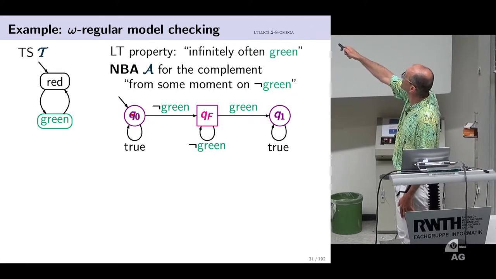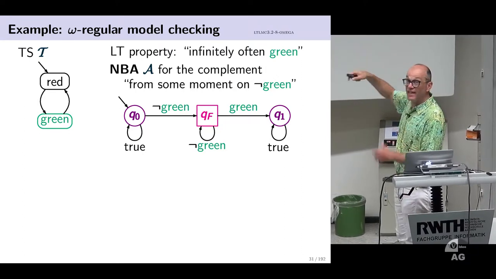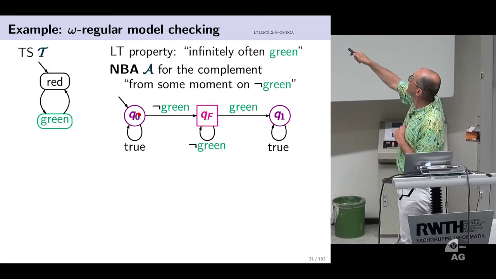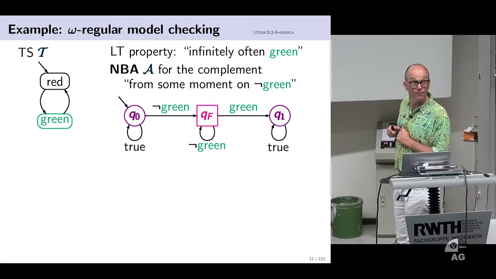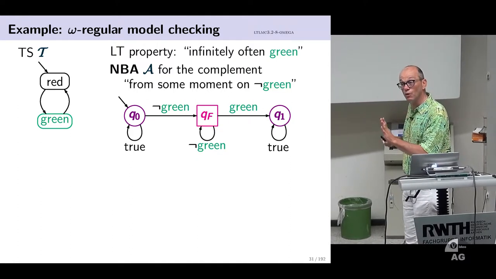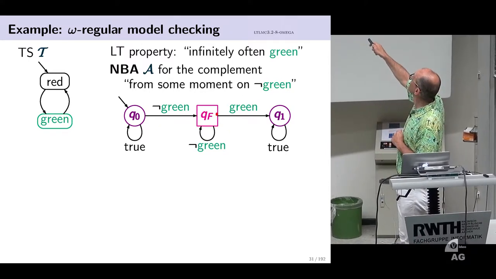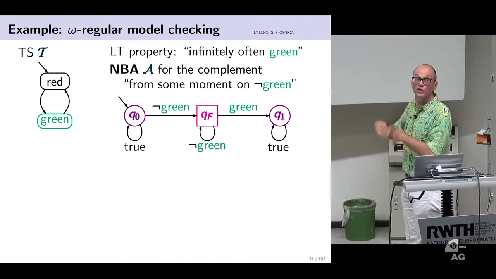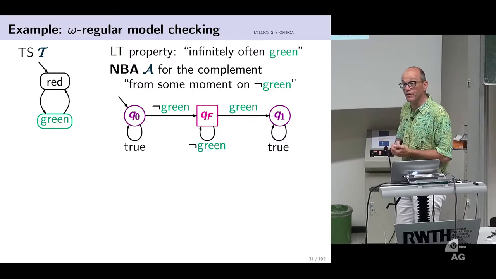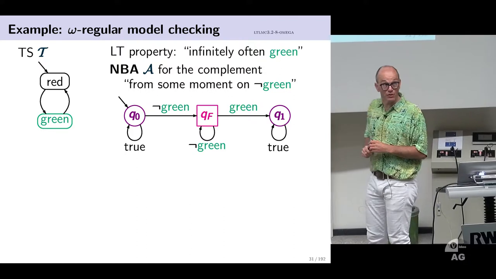We start in this initial state. We have a transition on every input symbol, but as soon as we guess that from some point on we only will see not green, we move from q0 to qF. And then, of course, we accept only if we have not green, because from some point on we only want to see not green. And then, if in this accepting state we get a green state, we jump out and we never accept again, which means we go to some state q1 where we stay forever. This is a nondeterministic Büchi automaton.